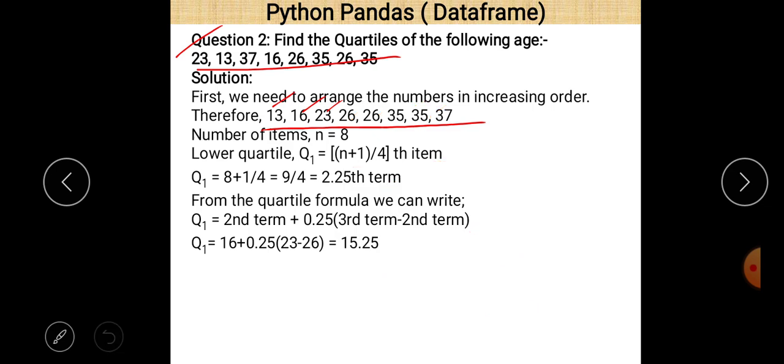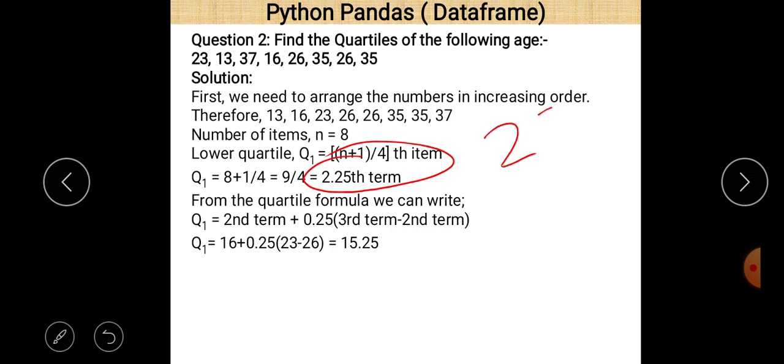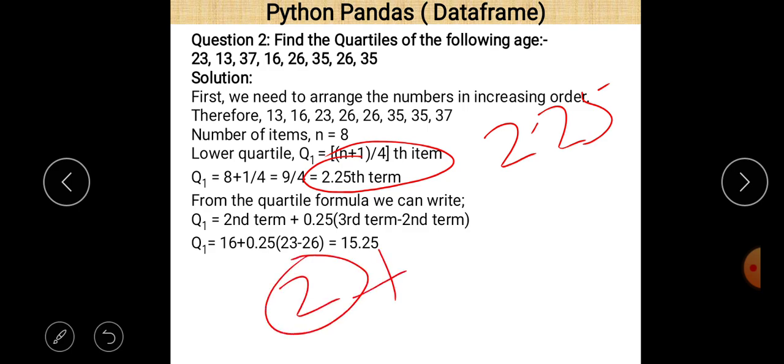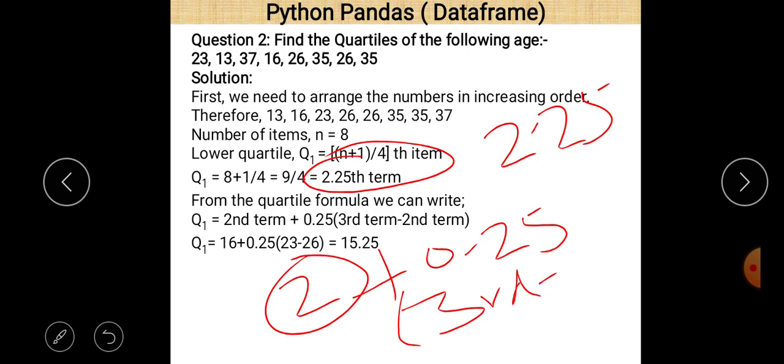Here, let me summarize this formula again. First of all, if your answer is in fraction, in this case you can easily see that it is 2.25. So first of all, write the data item at value 2, then plus the fraction part, and then the next data item's value. It means in this case it is the third data item minus the previous one, that is the second data item. So that is the formula for calculating this, and in this manner you can find the quartile. In that case you can easily see that these are the quartile values.